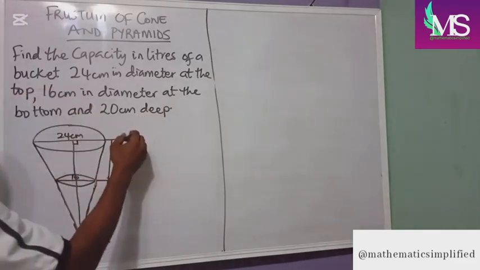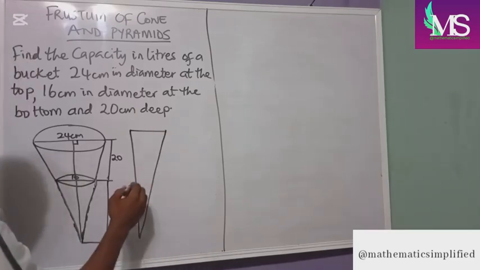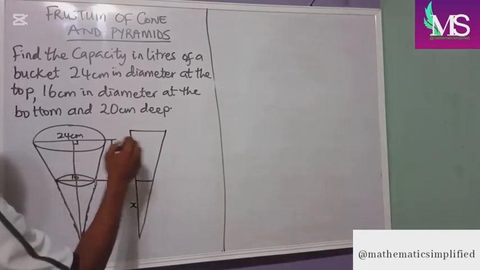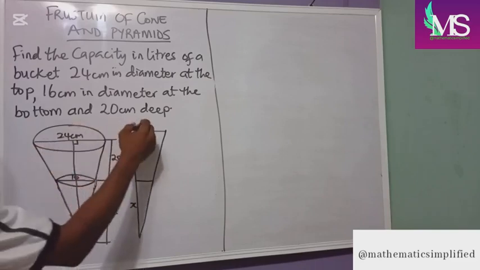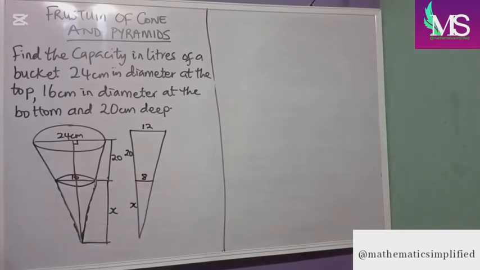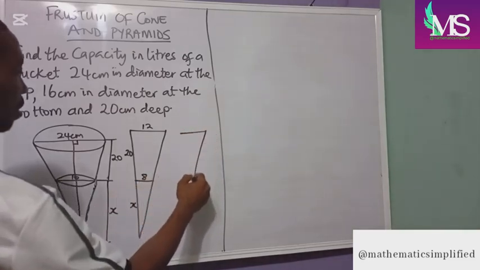If we divide this bucket into two, we'll be having a triangle of this form. Let me turn it upside down. We'll be having a triangle of this form. This is our x, this is our 20, and this is half of 24. Since this is from the center of the circle, half of 24 gives us 12, and half of 16 gives us 8. Now if we have this, we can calculate the volume of the cone. To find x, let's bring out this smaller triangle as this.